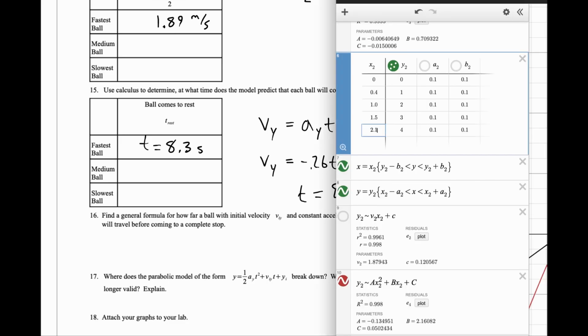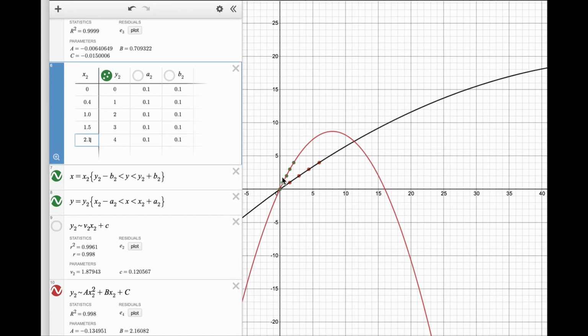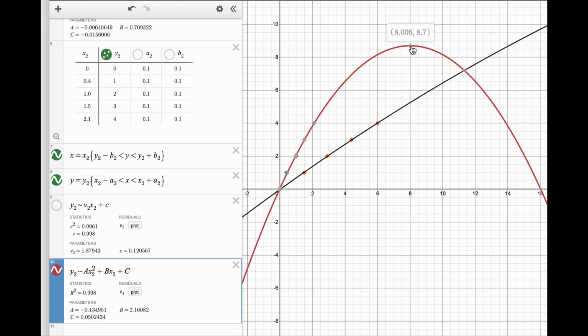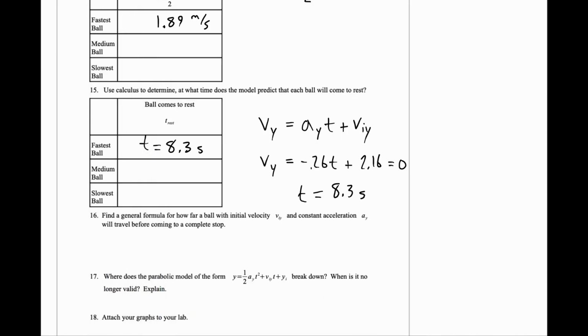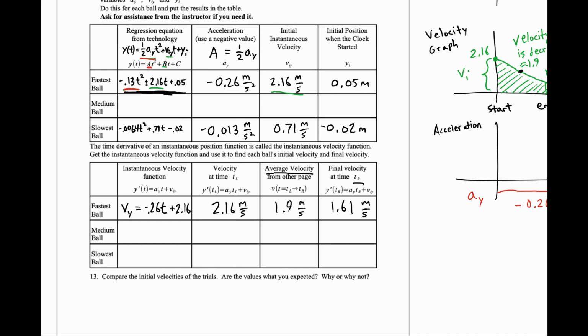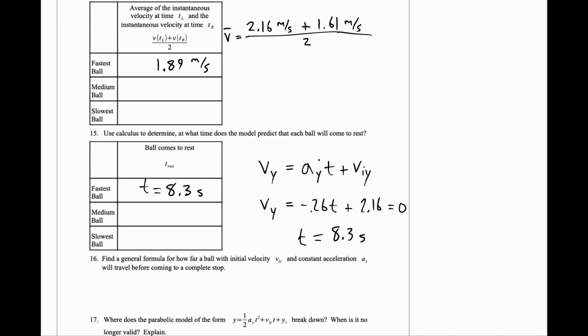Now you could go to Desmos and just see if that checks. You could click right on the vertex of a parabola and say an 8.0. I suppose it could be due to rounding, the difference there. 8.3 versus 8.0, because I did round off a little bit in my constants, but you just need an approximate time when it comes to rest.